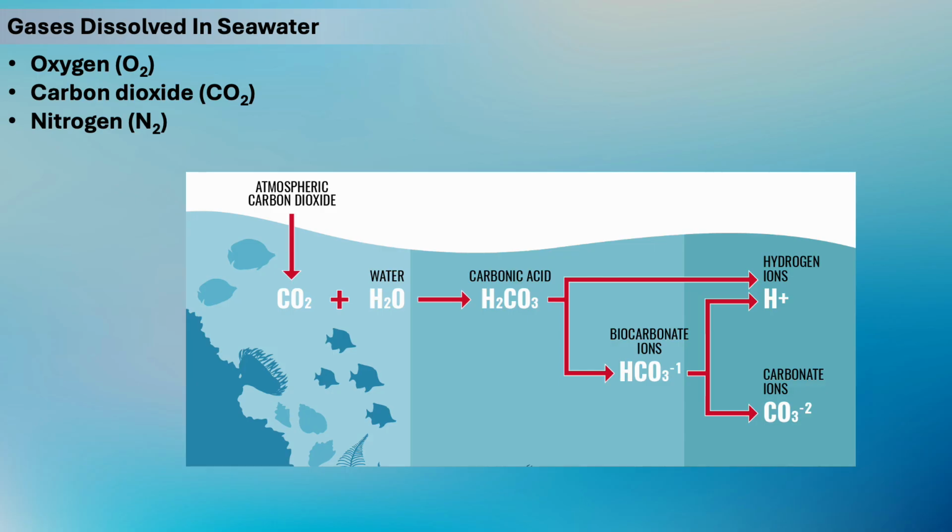Temperature is especially important. Cold water can hold more dissolved gas than warm water. As water warms, gas solubility decreases, and gases are more likely to escape back into the atmosphere. This temperature dependence alone creates large spatial patterns in dissolved gases across the ocean.